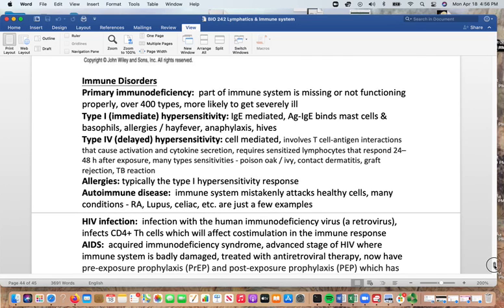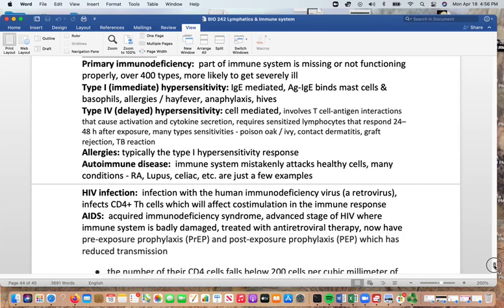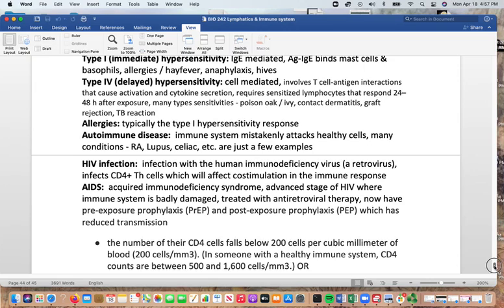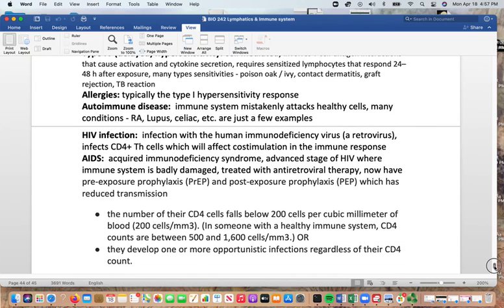The autoimmune diseases, the immune system mistakenly attacks healthy cells. There's a lot of conditions that are a result of this. None of them are curable at this point. Things like rheumatoid arthritis, lupus, celiac disease are just some examples.